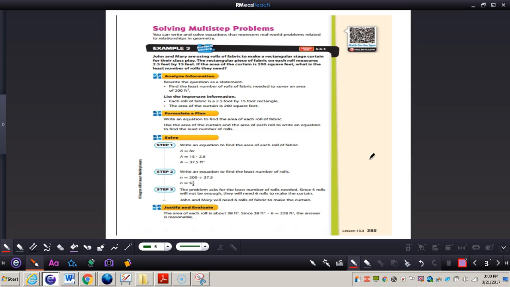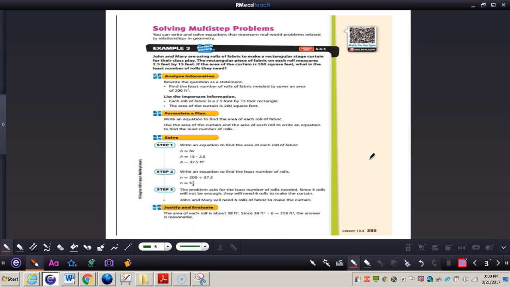Each roll of fabric is a 2.5 foot by 15 foot rectangle, and the area of the curtain is 200 square feet. Then you want to formulate a plan. Write an equation to find the area of each roll of fabric. Use the area of the curtain and the area of each roll to write an equation to find the least number of rolls. So write an equation to find the area, and then we want to solve it.